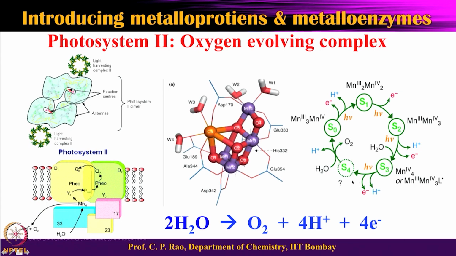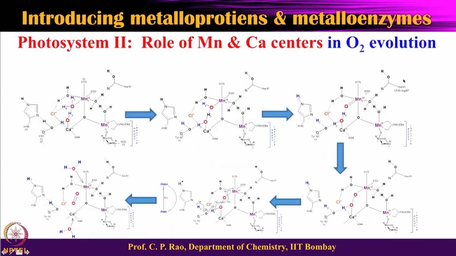It is probably at this stage where the oxygen is evolved and the system is regenerated. So, overall the protein goes through S0, S1, S2, S3, S4 with 4 photon signals, 4 electrons, 4 protons, etc. You have the 4th manganese and the calcium, both having water molecules. These are the 2 water molecules which are involved in the O2 evolution.